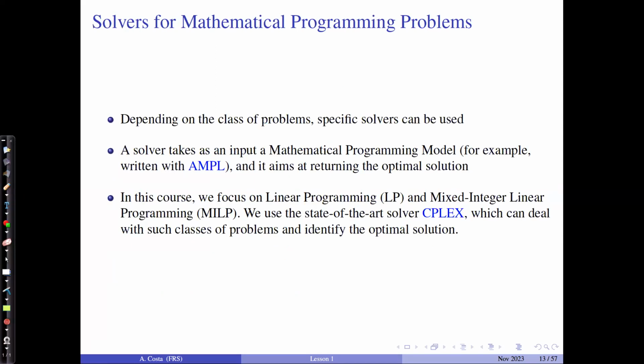Solvers, I think we said that already, but for linear and mixed integer linear programming, we use Cplex. It's just the name of the software we can download from the website. Later I will show you, and that's all.